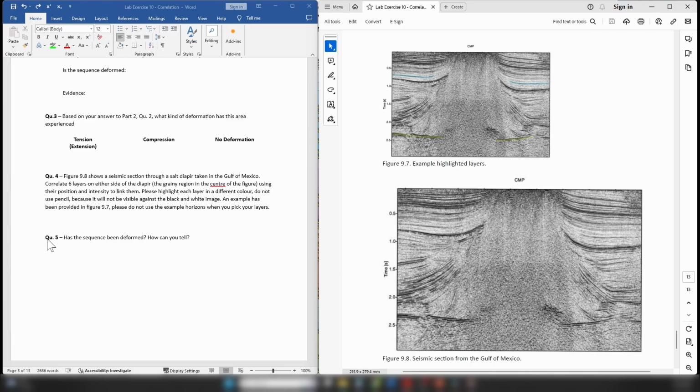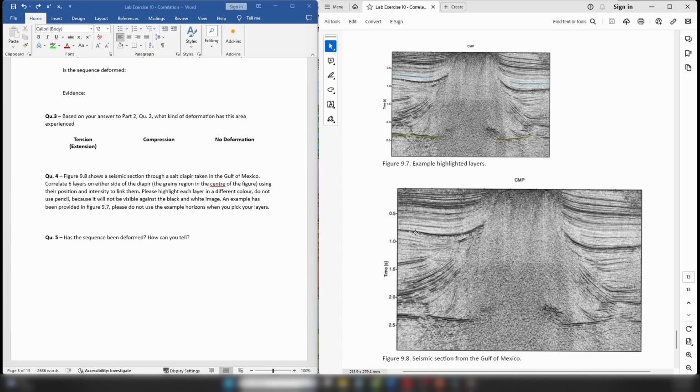So question 5 asks you, has the sequence been deformed and how can you tell? The first thing is a diapir has smashed through the middle of the sequence. So there's a pretty high chance the sequence has been deformed. Remember, deformation is going to result in the bending of layers. So you might see folding, okay? And it can also result in the displacement of layers. So you may see layers at different levels on either side of the diapir.